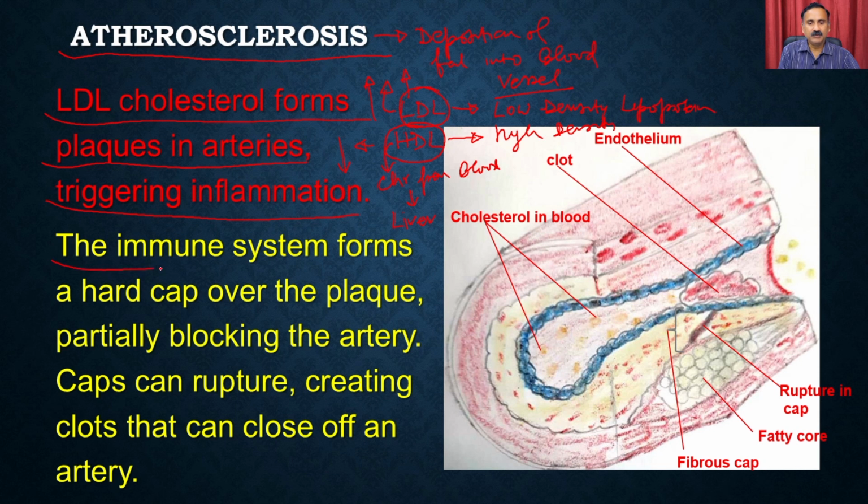So, the LDL is going to form plaques in the arteries, and it is triggering inflammation. The immune system forms a hard cap over the plaque, partially blocking the arteries. The cap can rupture and create a clot that can close off the artery.